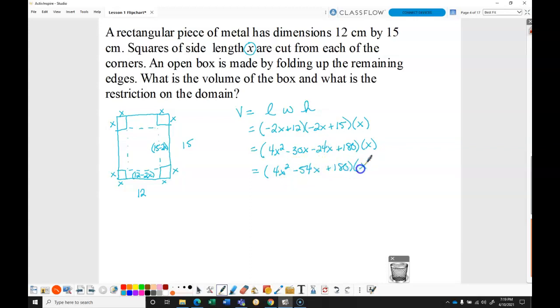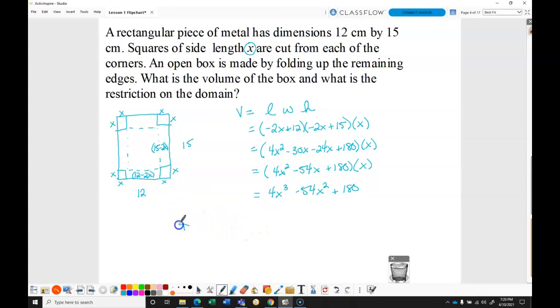Okay, and now I can actually multiply everything by this x to get the final expression for the volume. So that's going to be 4x cubed minus 54x squared plus 180x. So there's my volume of my box. And I have to restrict the domain because we're dealing with a real life situation here where we only have so much of this piece of metal that we can use.